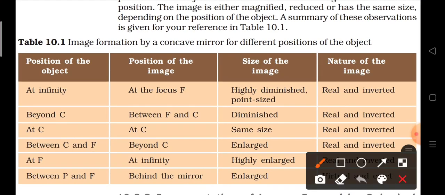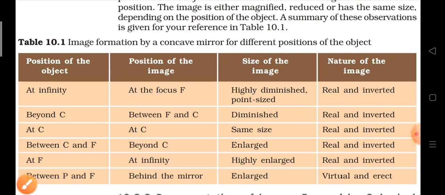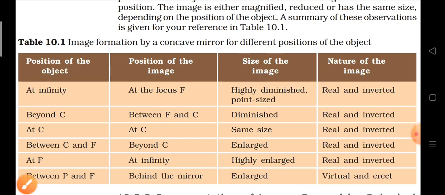We discuss today six patterns of image formation in concave mirror, that is at infinity, beyond center of curvature, at center of curvature, between center of curvature and focus, at focus, and between focus and pole. Means at these six positions we place the object, and we will see where the image will be formed. So let us discuss the patterns one by one.